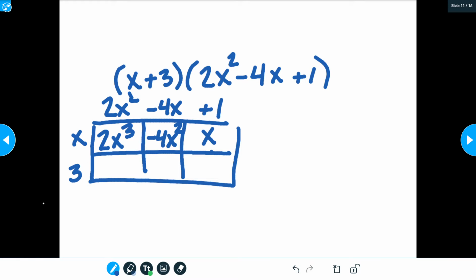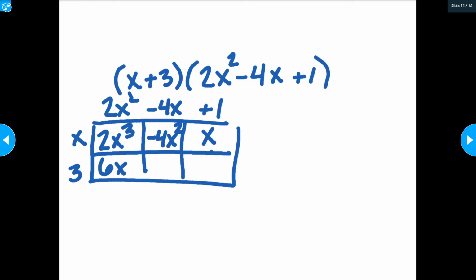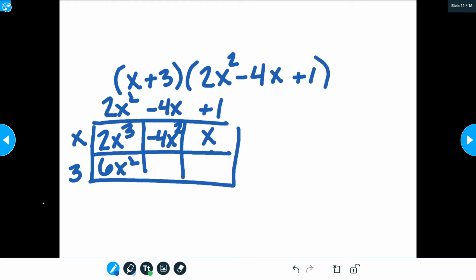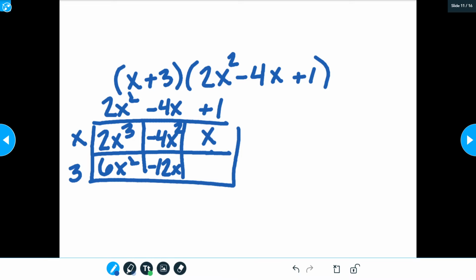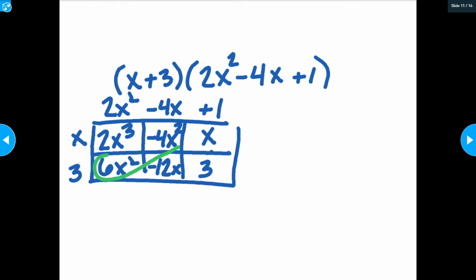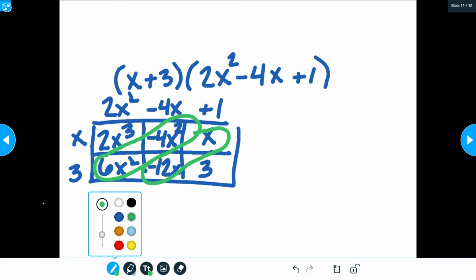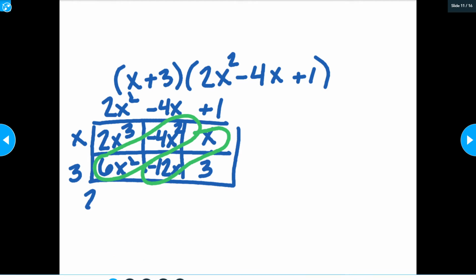3 times 2x squared is 6x squared. 3 times negative 4x is negative 12x. 3 times 1 is 3. And again, on the diagonal are like terms. So here are x squareds, here are x terms, and so now we're just going to combine those things together. And what we're going to get is 2x to the third.